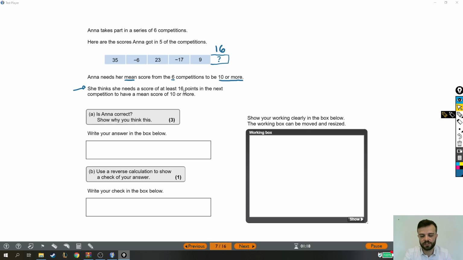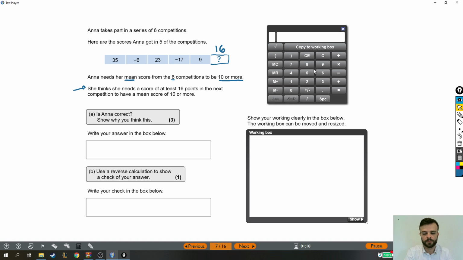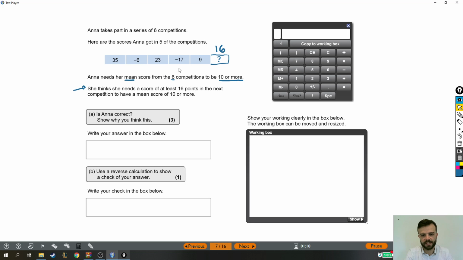So she thinks she needs a score of at least 16 points in the next competition. So let's say she did get 16. Well, what would that make her mean? Would it be 10 or more? To find out the mean, we add them up and divide by how many. You could think of it as finding the total of all of her scores and then dividing it by 6. But it's tricky because we have some negatives, and there are different ways of dealing with adding up these numbers, including the negatives.